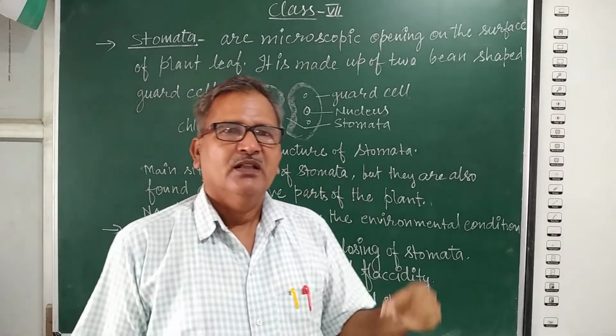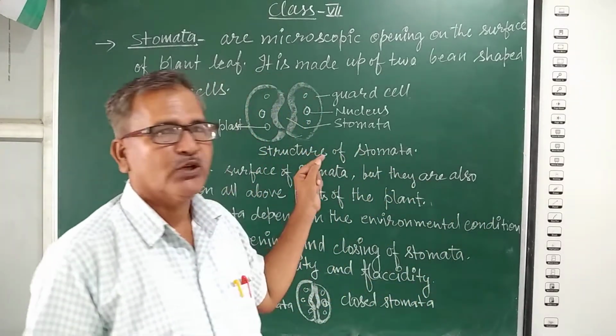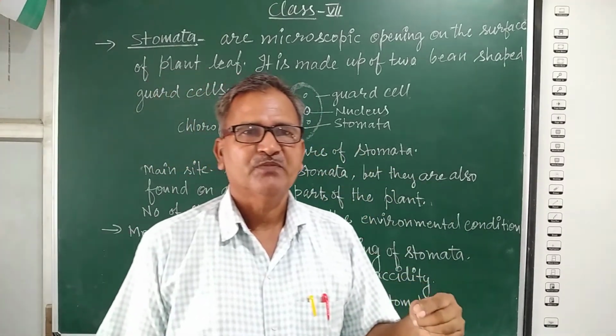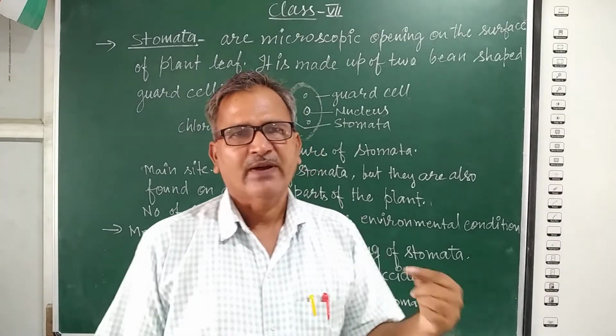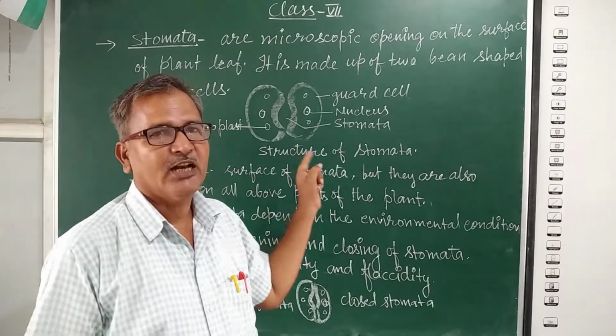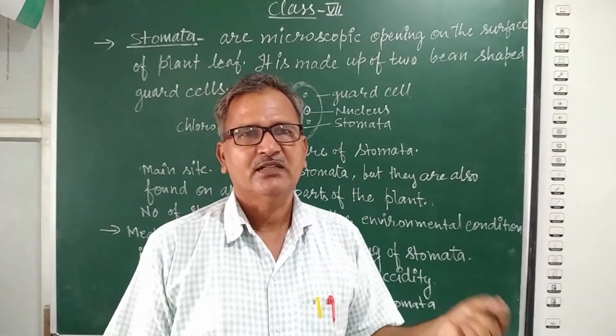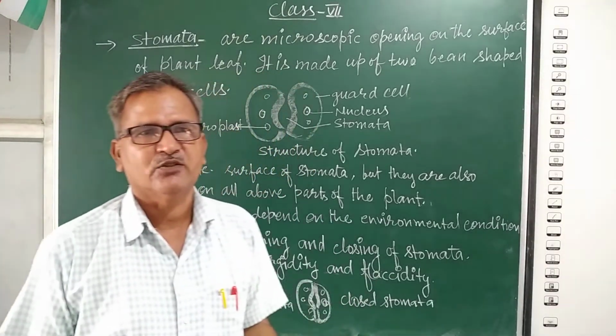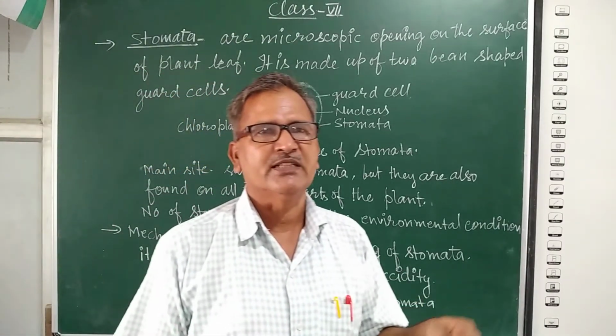And the third function of the stomata is to remove the excess of water in the form of water vapor. Finally, we can say the stomata help in transpiration, removal of the excess water to maintain the normal concentration of water inside the plant body.